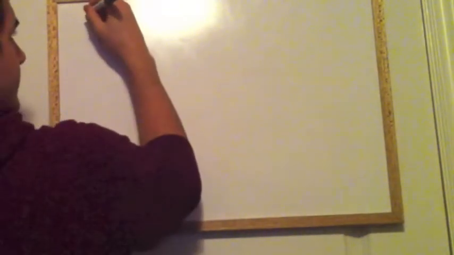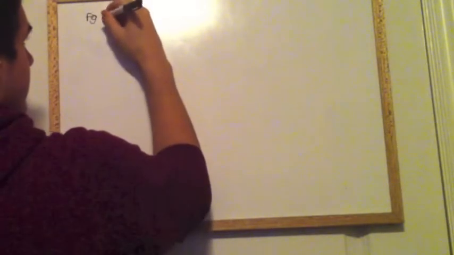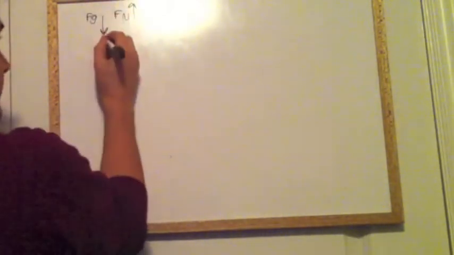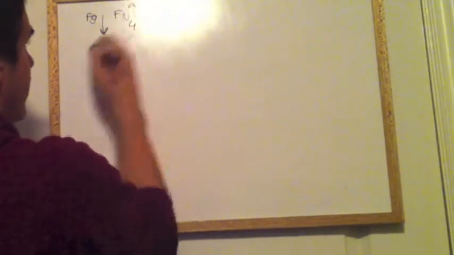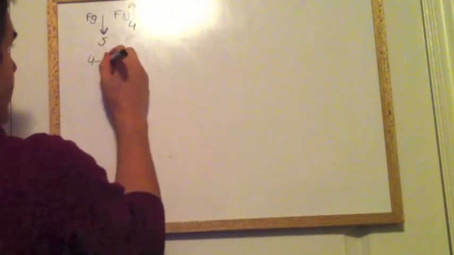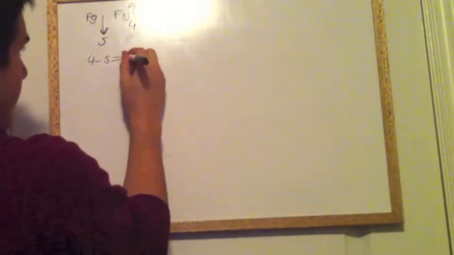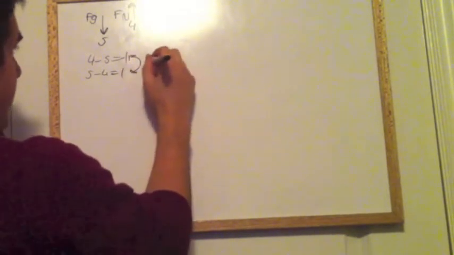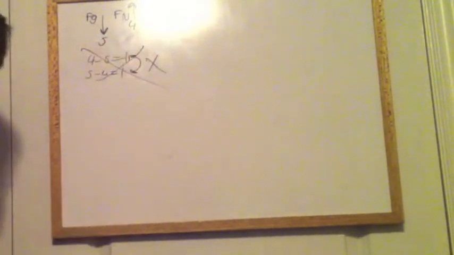And the reason it's 0 and not anything else is because if, for example, we have Fg and Fn, if Fg is 5 and Fn is 4, 4 minus 5 is negative 1, or 5 minus 4 is 1. Either way, there's an imbalance, so it doesn't work, because it would probably be crashing to the floor.